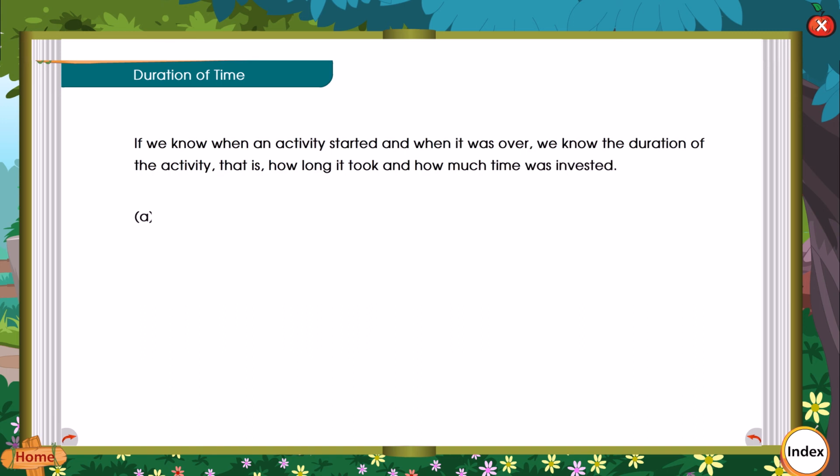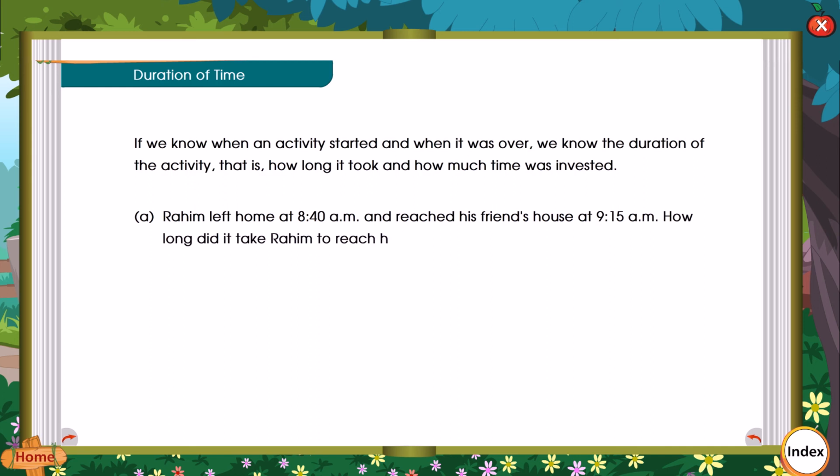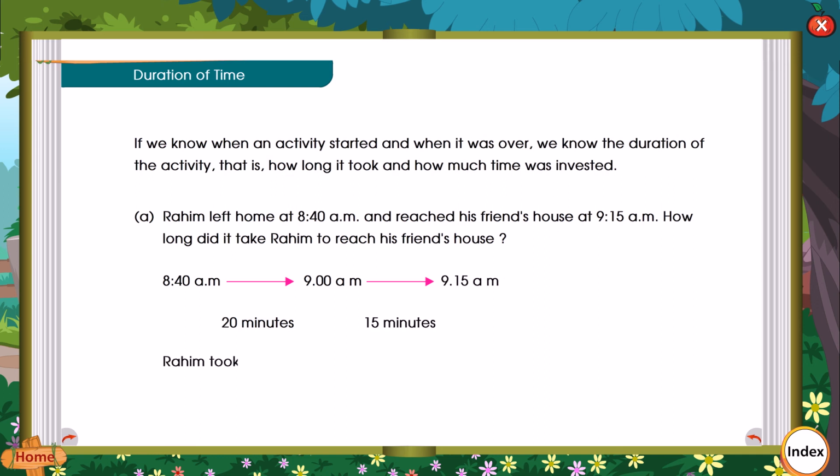A. Rahim left home at 8:40 a.m. and reached his friend's house at 9:15 a.m. How long did it take Rahim to reach his friend's house? 8:40 a.m. to 9 a.m. is 20 minutes. 9 a.m. to 9:15 a.m. is 15 minutes. Rahim took 20 minutes plus 15 minutes, which is equal to 35 minutes, to reach his friend's place.